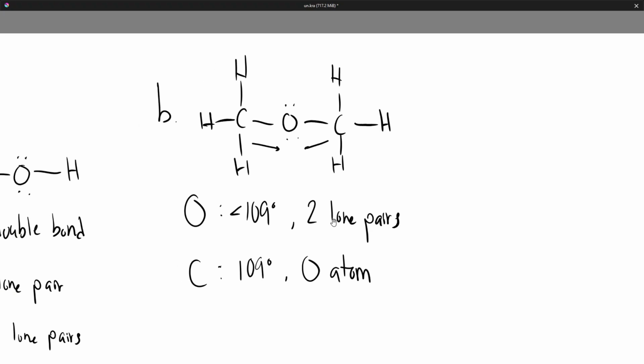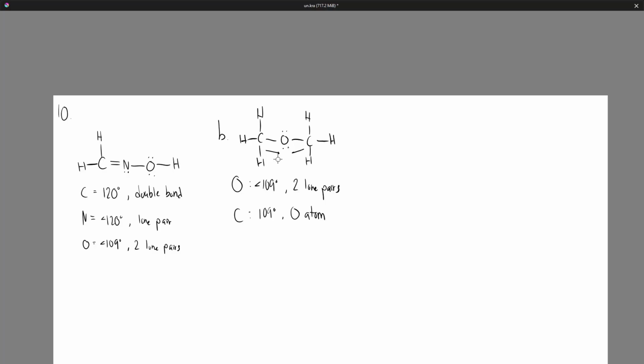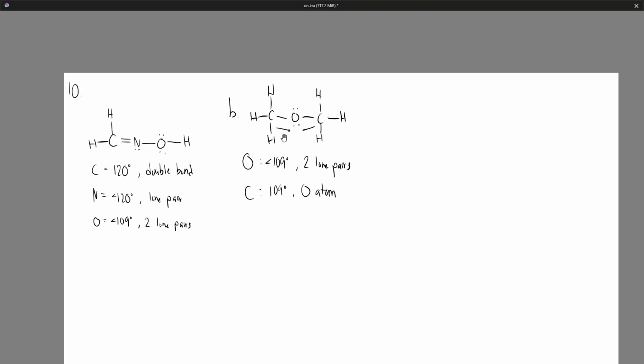So basically, wherever the normal shape is disrupted. See, this is disrupted by the oxygen atom, and the oxygen atom is disrupted by the lone pairs around it. You know, that's kind of how I see it, to be honest.